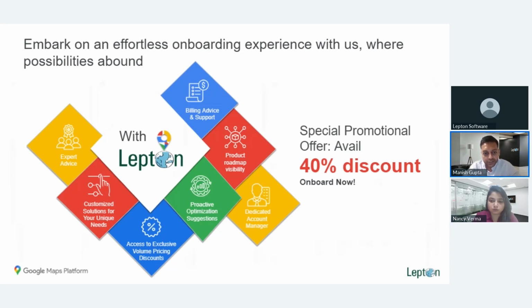You also get, and this is a little exciting part, access to exclusive volumetric pricing discounts. Right now, if you go to Google, you may end up paying more, and coming to a partner, we give you more discounts if you have more volumes. There are also proactive optimization sessions. If you think that your billing is high, or if your APIs are not implemented correctly, we do a quarterly business review with every organization and understand how you have implemented. And if there is any scope of optimizing it, we tell you the ways about it.